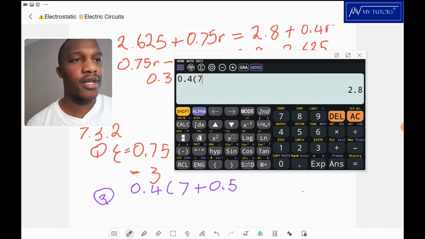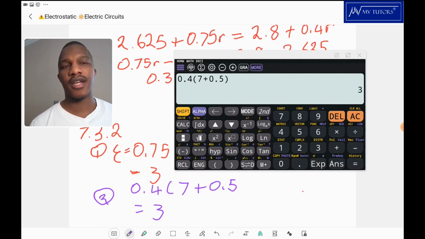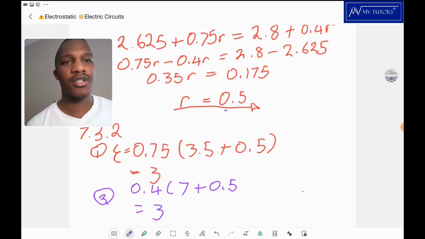0.4 open bracket 7 plus 0.5, close that. Well, look at that. The EMF is 3. It's the same answer, guys. Remember, a battery comes standard. It has one EMF and it has one internal resistance. Both of them pretty much don't change.